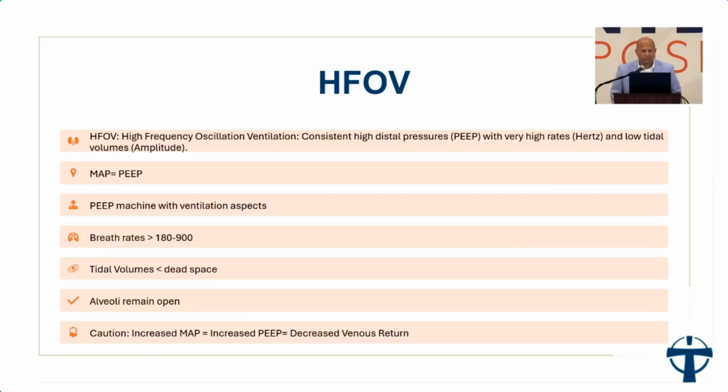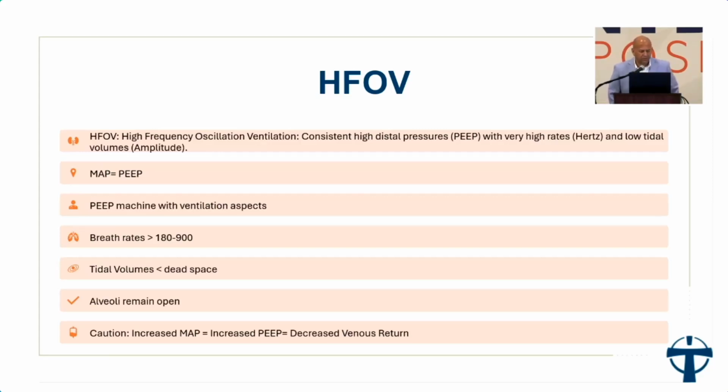Alveoli remain open if you have the right settings, of course, and then you just need to be careful because increased MAP is basically too much PEEP, which leads to decreased venous return. Even on ECMO, that is still not a good thing. We would do this occasionally on our diaphragmatic hernia patients who were a little too sick to come off conventional ventilation, even right when we went on ECMO. We may leave them on for a couple of days and try to transition to conventional ventilation.